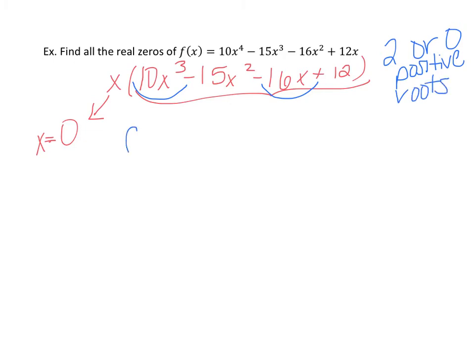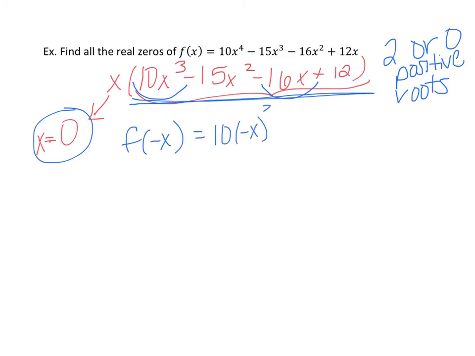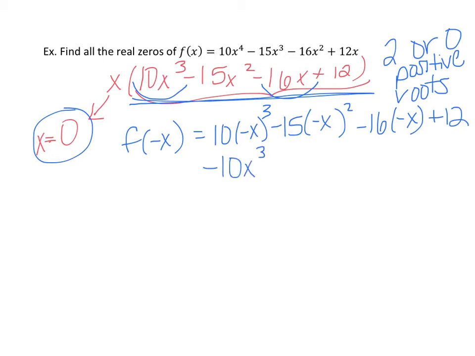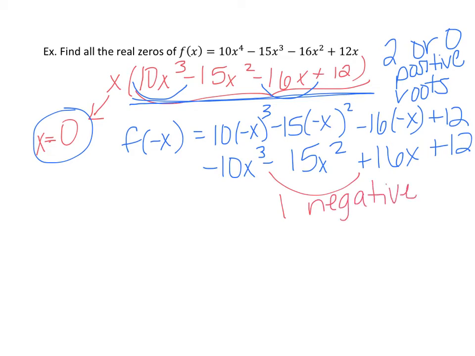And now let's look at f of negative x. And again, we're only looking at this part. I've already taken care of this guy. So this would be 10 negative x cubed minus 15 negative x squared minus 16 negative x plus 12. So negative 10x cubed. Remember, odd roots keep their sign. This is going to be a minus 15x squared. Plus 16x plus 12. Count your sign changes. Negative to a positive, here's 1. So there's 1 negative root.